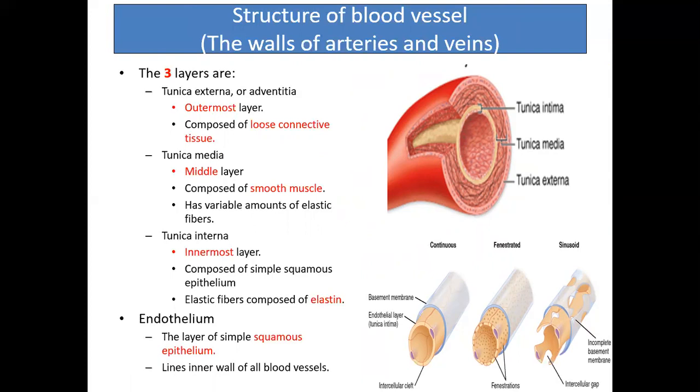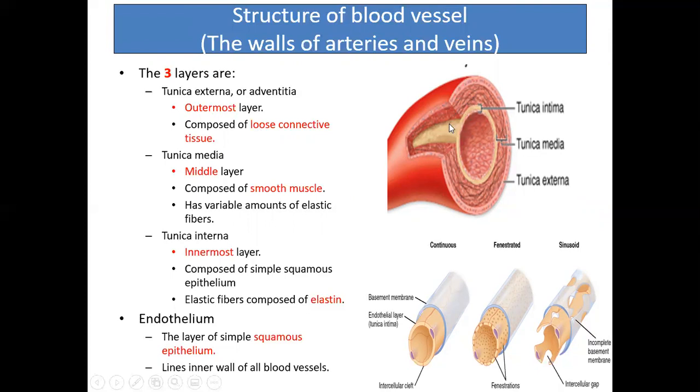As I have mentioned earlier, the tunica externa or tunica adventitia is the outermost layer. If you see from this picture, the cross section, whenever you cut the blood vessel, you can see the cross section of the blood vessel. So the outermost layer here is the tunica externa. It is composed of loose connective tissue. Okay, and then in the middle here we have the tunica media.